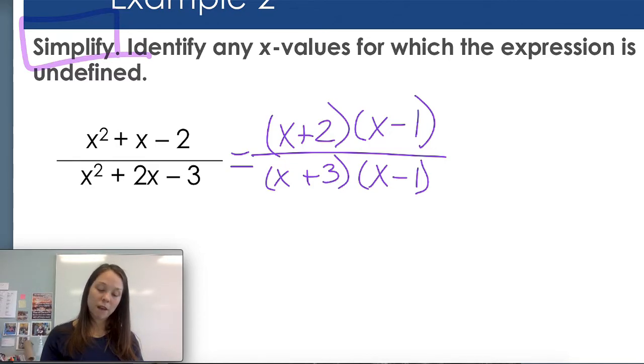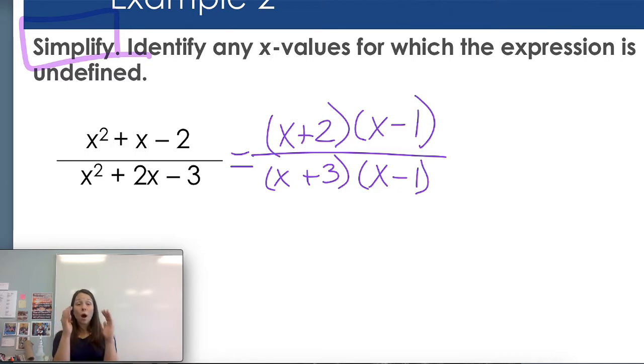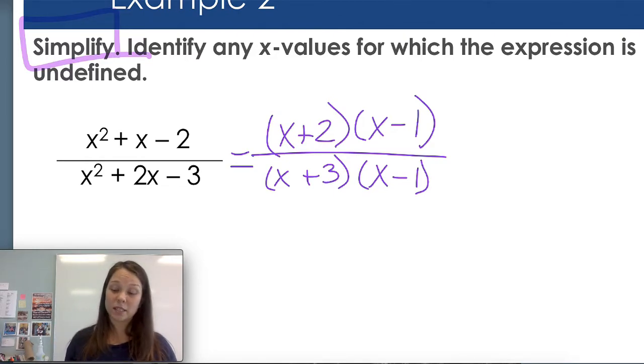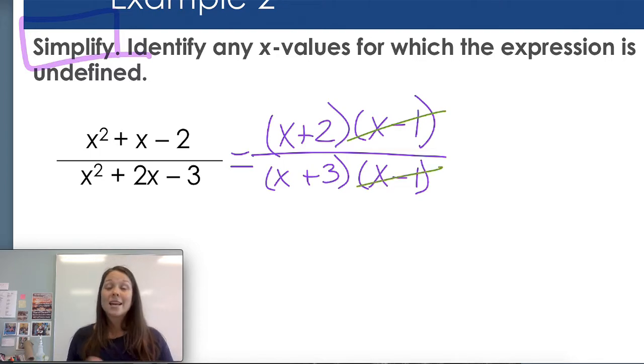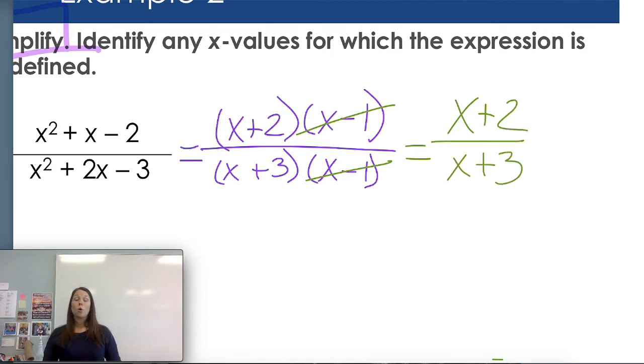Now that we're in factored form, we need to divide out any common factors. So let's look at these quantities. I have this quantity or set of parentheses with x plus 2 inside of it. There's no x plus 2 in the denominator, so that can't be simplified out. I have this quantity of x minus 1. I have that exact same quantity being multiplied in the denominator. So these x minus 1s divide out, and that's going to leave us with x plus 2 over x plus 3.